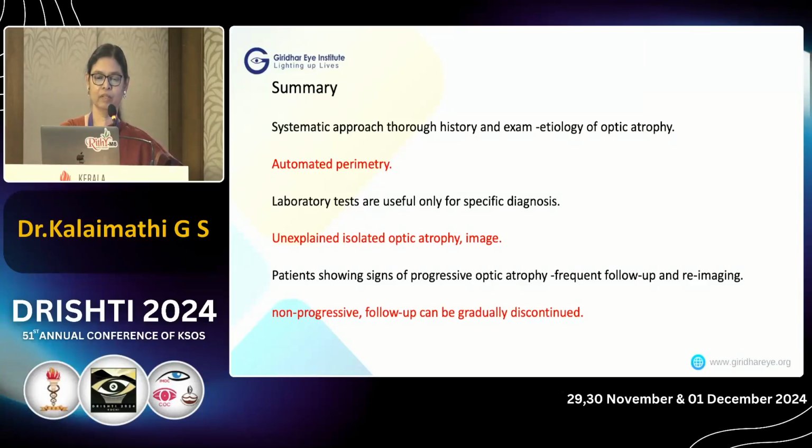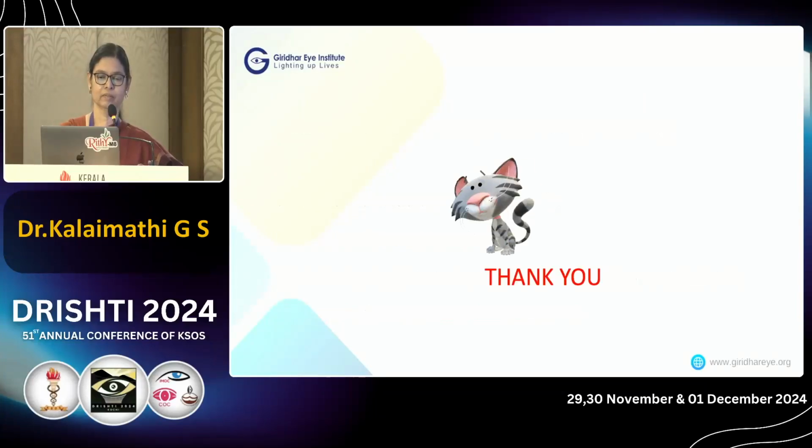optic atrophy. Automated perimetry is mandatory. Laboratory tests are useful only for specific diagnosis. In unexplained isolated optic atrophy, imaging is necessary. Patients showing signs of progressive optic atrophy need frequent follow-up and re-imaging. And if non-progressive, follow-up can be gradually discontinued. Thank you.